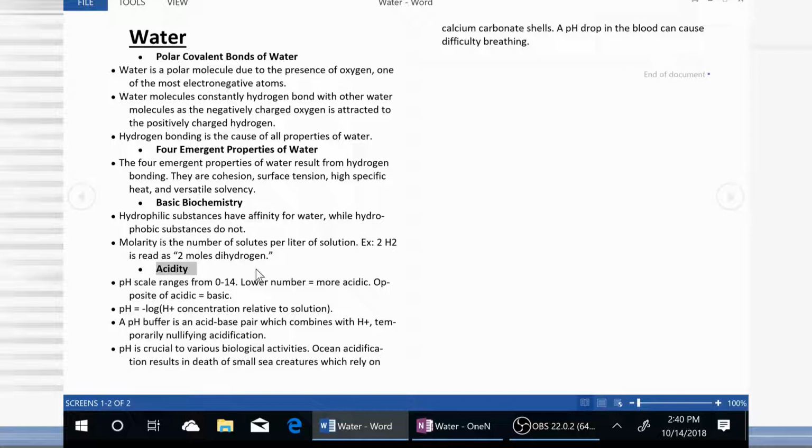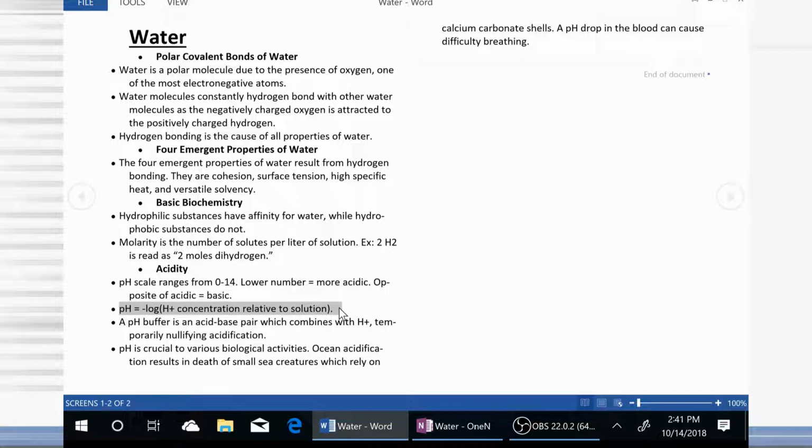Then we have acidity. So acidity is obviously the measure of how many H+ ions are in a solution. So they're measured on the pH scale. And this ranges from 0, which is the most acidic, all the way up to 14, which is least acidic. Now the opposite of acidic is basic. So 14 would be the most basic on the pH scale, and then we have 0, which is the most acidic. So here's the formula for pH. If you're given the hydrogen concentration relative to solution, you plug this in, negative log of that number, and you get your pH value.